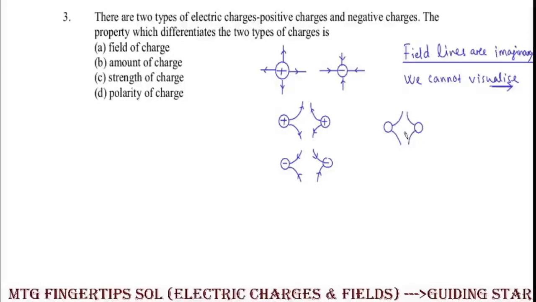Here we cannot say. Clear. Because we cannot see the field lines. तो इसलिए कौन सा चार्ज पॉजिटिव होगा या फिर कौन सा चार्ज नेगेटिव होगा, ये फील्ड के थ्रू हम उसको डिफाइन नहीं कर सकते. Clear.